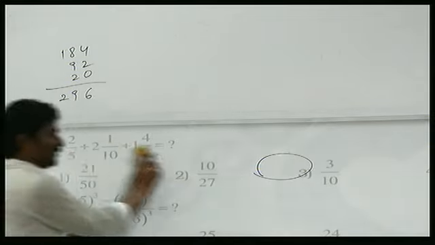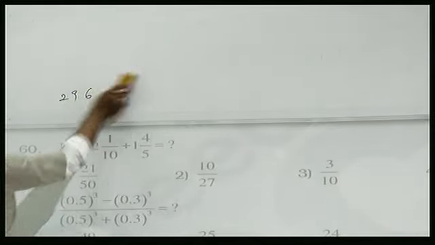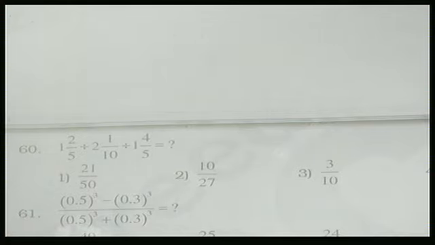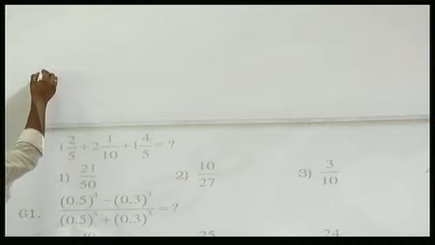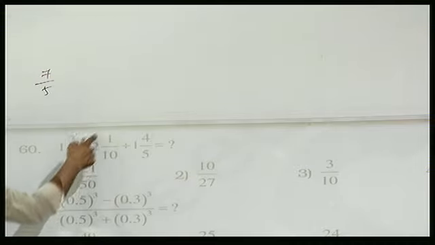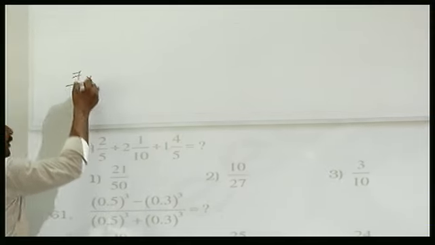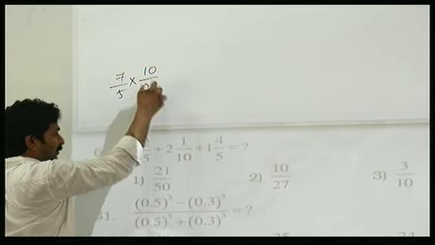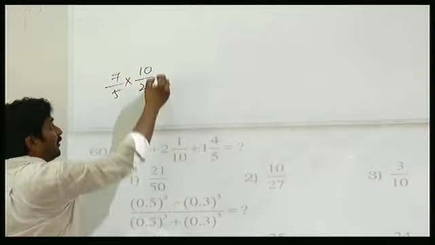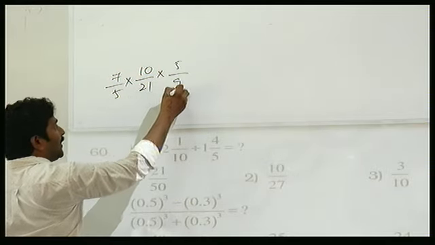Next, 68. 1 2 by 5 divided by 2 by 11. Let's convert this. This becomes 7 by 5, 21 by 10, divided by 21 by 10. You can write it as into 10 by 21. Divided by 9 by 5. You can write it as into 5 by 9.